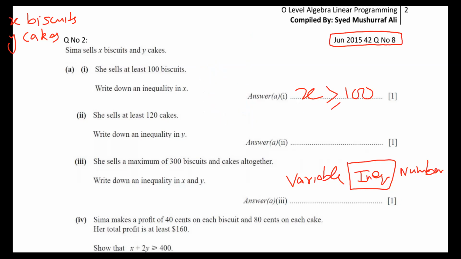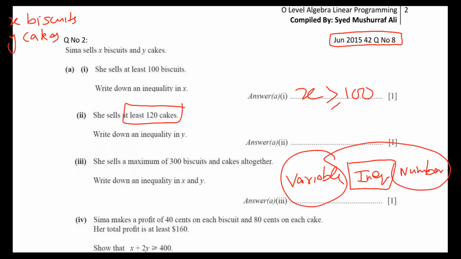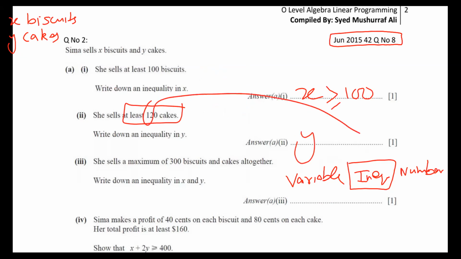Alhamdulillah. And let's talk about the other one, cakes. So at least 120 cakes. First write the variable, then write the number, and then write the inequality. The cakes variable is Y, and 120 I write here. And at least means what? At least means 120 and above. So I hope the idea is very clear.